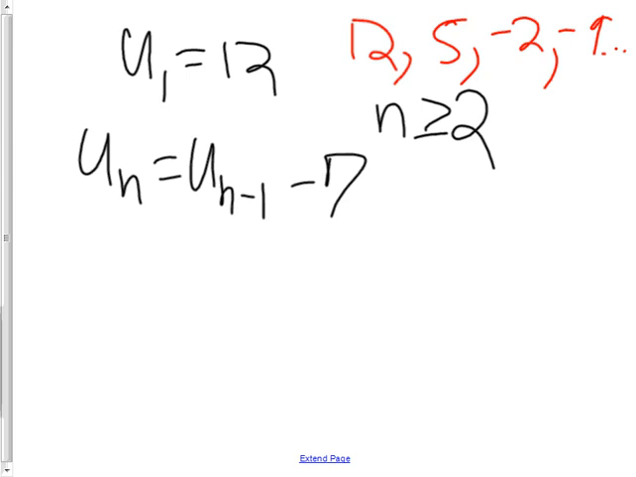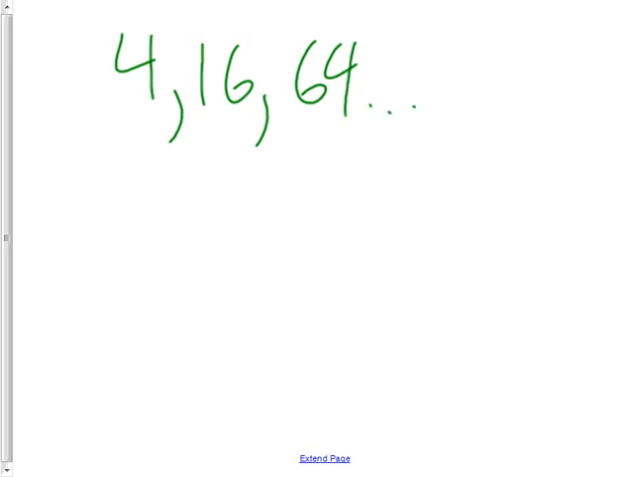Given a sequence, I want you to write the rule. So we're going the other way now. So let's take a look at what our sequence is here. So now I want you to write the rule. Take a second and go and write that rule.